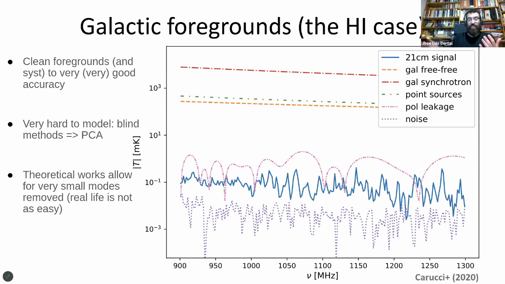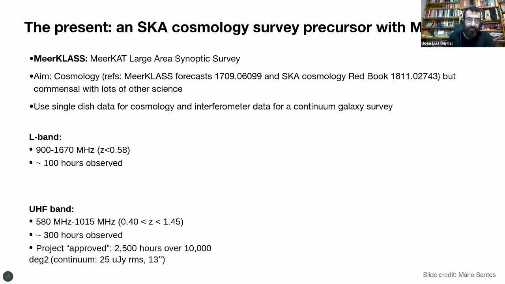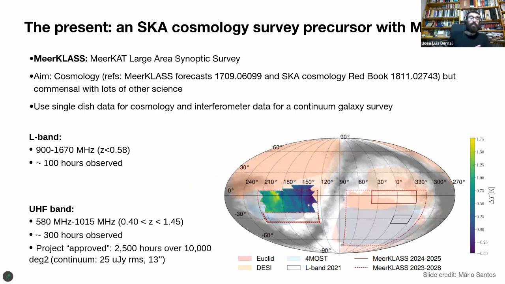If we do this in simulations, all the foregrounds are very smooth, so we can remove very few modes with the PCA, and that could be great because that basically doesn't affect the signal. But real life is not as easy, and we are seeing in MeerKLASS that we need to reconstruct all the signal loss that we have from the signal of interest due to this foreground subtraction. Okay, so let me introduce MeerKLASS.